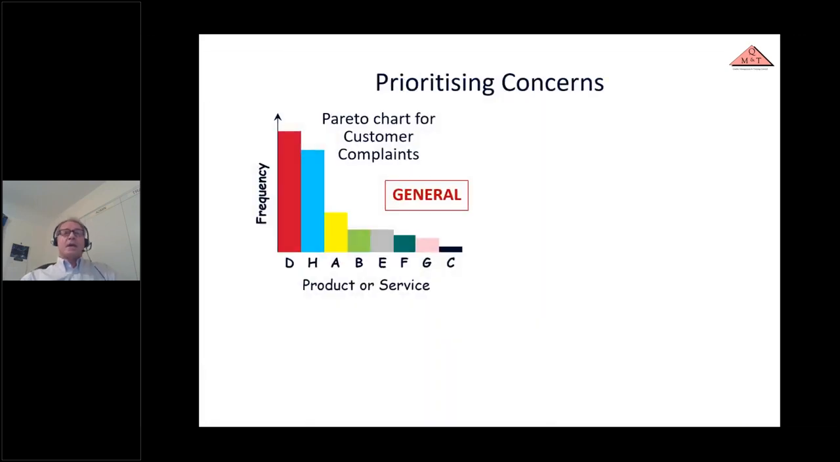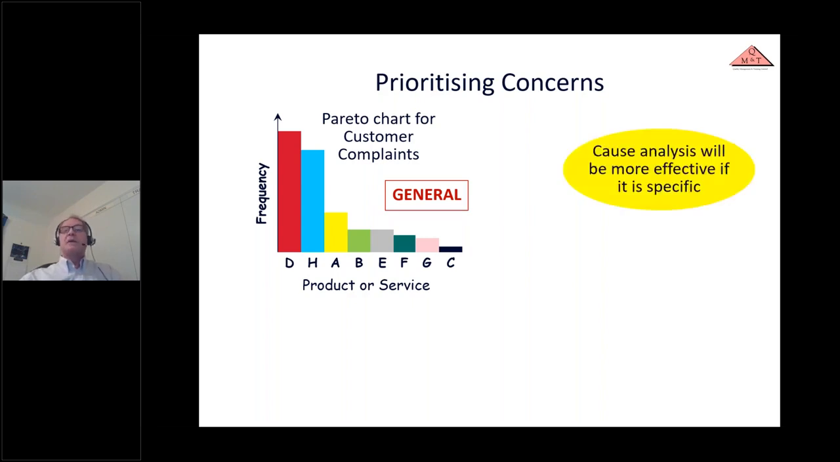Here we have a Pareto chart for customer complaints. It's simply a bar chart. Each bar represents, in this example, a product or a service provided by the organisation. But the bar chart is rank ordered. The tallest bar is the first one on the left. And in this particular chart, the height of each bar is the frequency of occurrence. But some other metrics, such as cost, is likely to be used as well, or as an alternative.